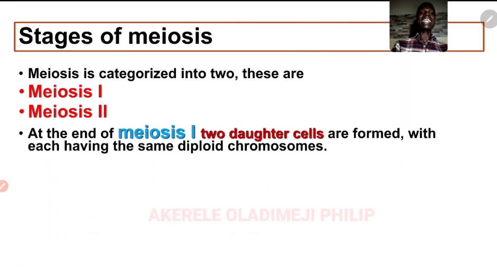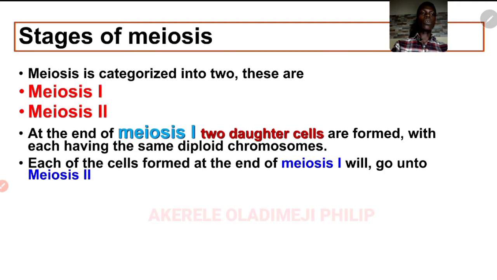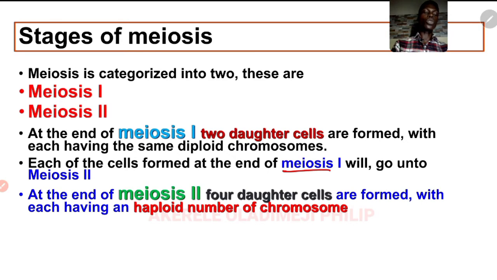Then it says here, at the end of Meiosis 1, 2 daughter cells are formed, with each having the same number of chromosomes as the parent. Then each of the cells formed at the end of Meiosis 1 will undergo Meiosis 2, like I showed you earlier on. At the end of Meiosis 2, 4 daughter cells are formed, with each having a haploid number of chromosomes.